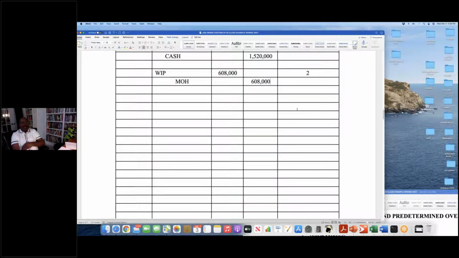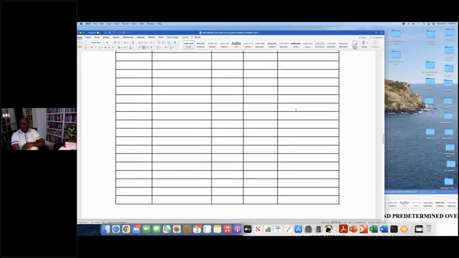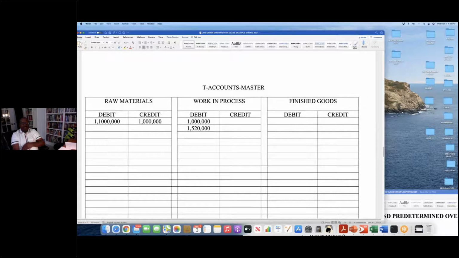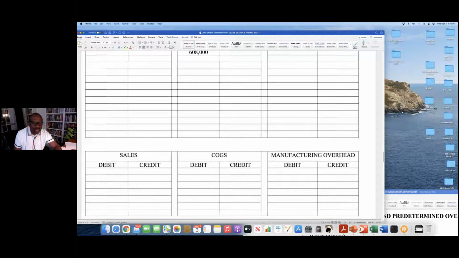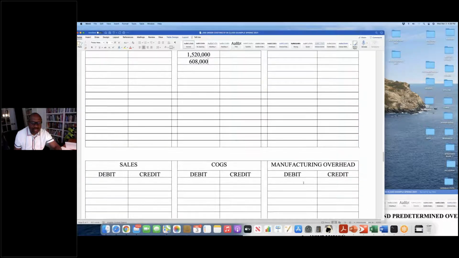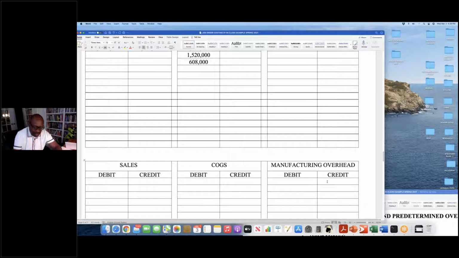So we're going to go ahead and post that. 608,000 here. And here's our manufacturing overhead account. That's going to have a credit of 608,000 because we are estimating how much the overhead is.